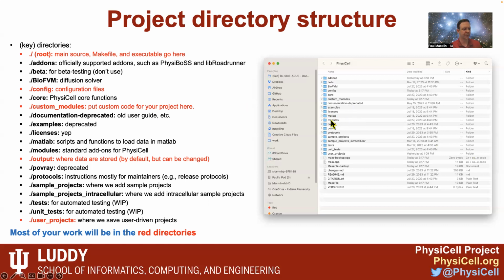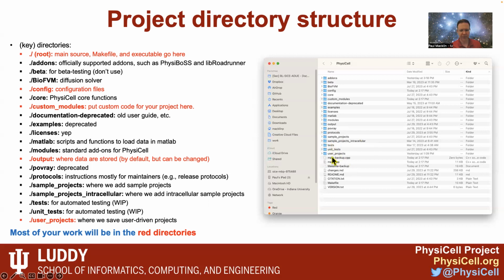Modules include some other standard add-ons for PhysiCell that are now pretty much always used in PhysiCell. Output is important. This is where you're going to store simulation outputs when you're done running a simulation model. Pavre is deprecated, is where we used to put 3D visualization files. Sample projects is where we store a handful of sample projects with their source files in subdirectories to have it properly structured. Sample projects intracellular is just another version of this for intracellular add-ons. Testing unit tests are just for our developer sanity checks.